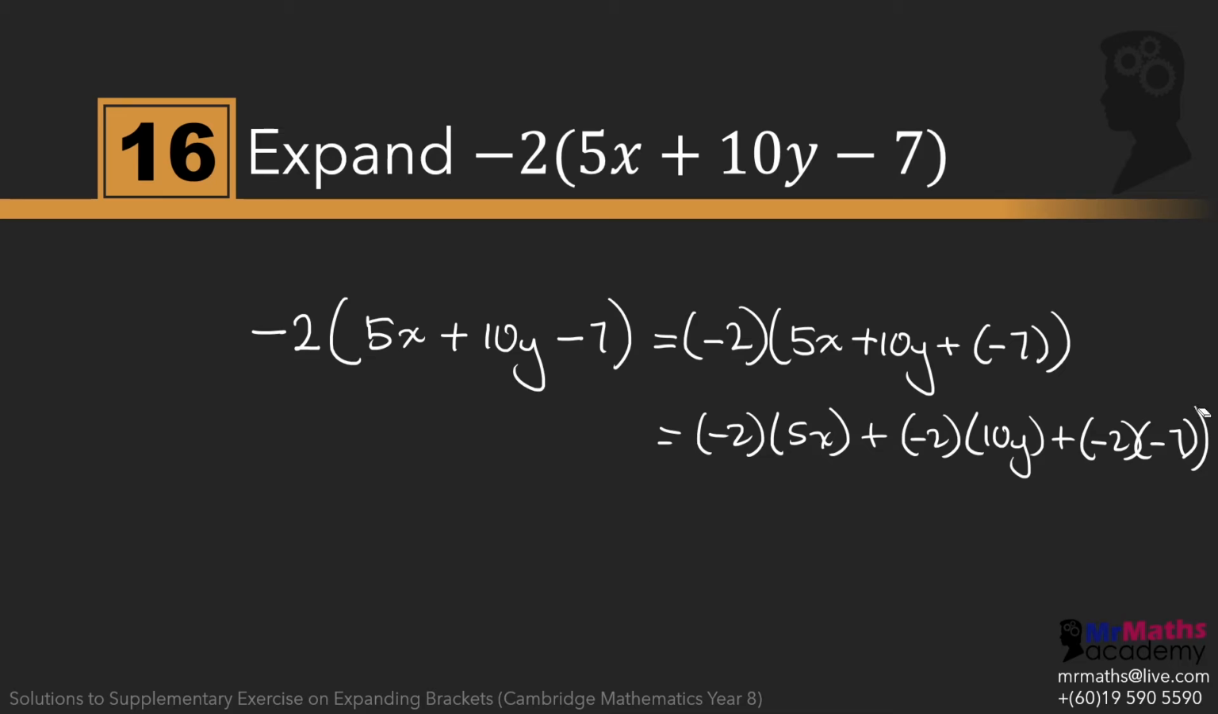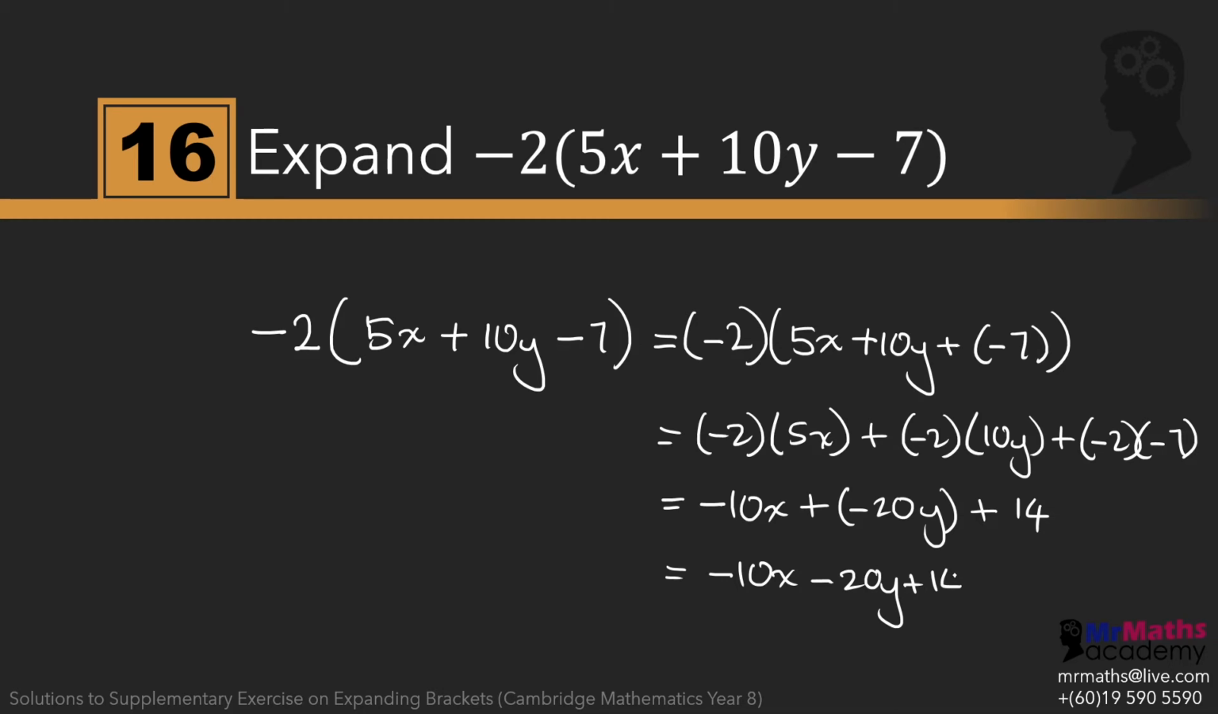Oh, we don't need the last bracket there. Redundant. So minus 2 times 5 is, well, minus number multiplied by a positive number, that becomes minus 10x. Right. Plus minus 2 and 10, that is minus 20y. Plus, okay, minus 2 and minus 7 multiplied together becomes a positive number, 14. I'm going to open this bracket because plus is meeting a minus, so it becomes a minus. So that becomes minus 20y plus 14.